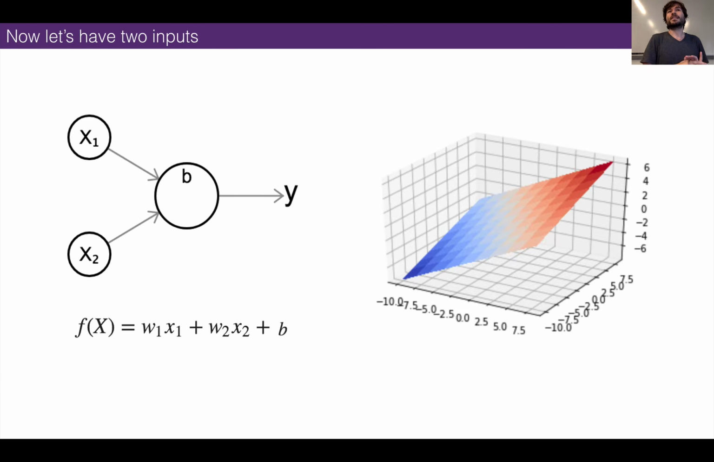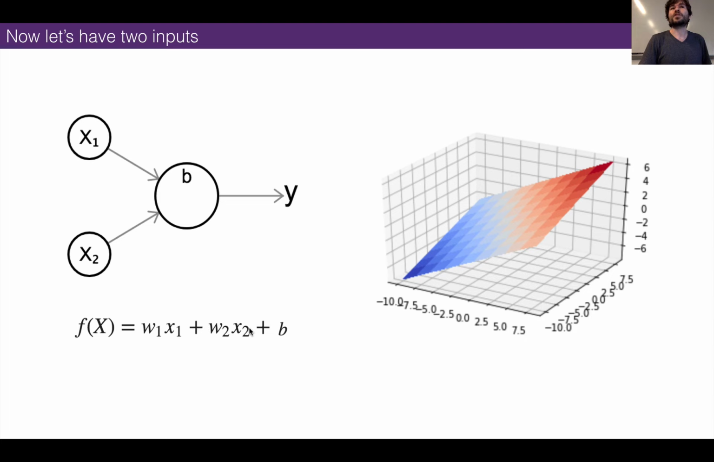Now, let's suppose instead of having one input neuron, we have two input neurons, right? So instead of M, we're going to change M to W. And there's going to be multiple W's, right? There's a W1 and a W2. Then you have a function, it's a plane, right?